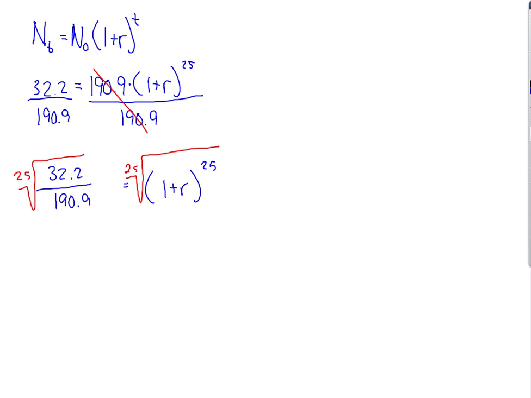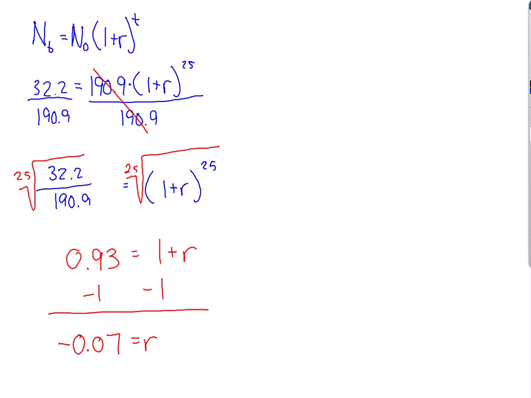Now, if we take the 25th root of that value, we are going to get 0.93, and there's some more decimal places after that. We need to get the r value by itself, so we are going to subtract the 1 from both sides. So we will get an r value of negative 0.07. So this tells us it is decreasing, which we expected.